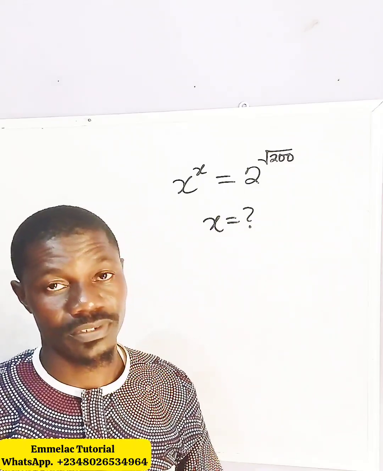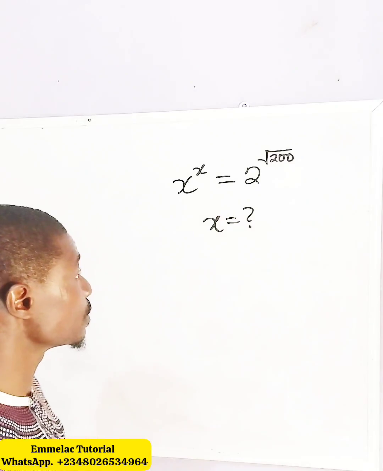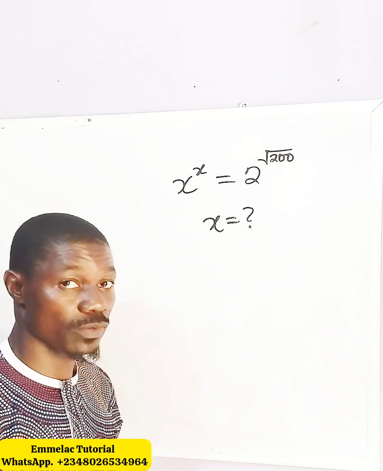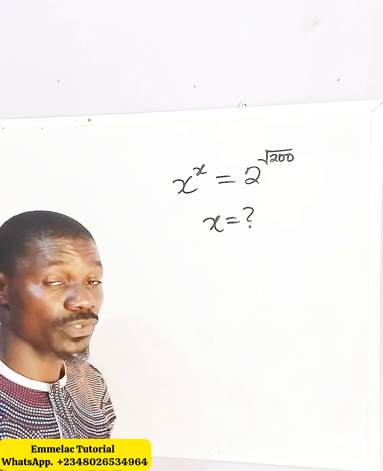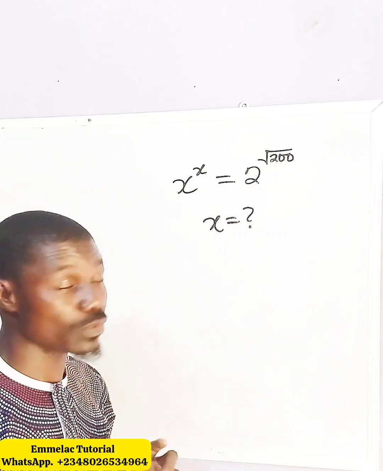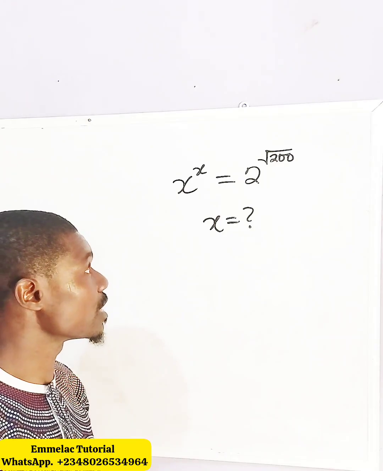Down before us is this exponential equation, and it says x raised to the power of x equals 2 raised to the power of the square root of 200. We have to find the value of x.